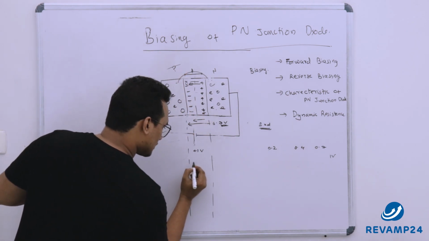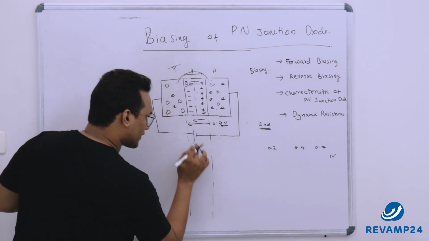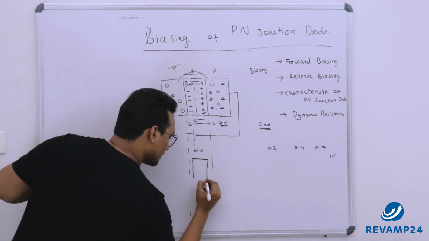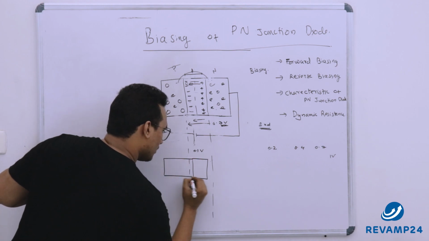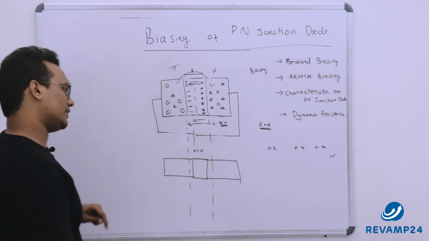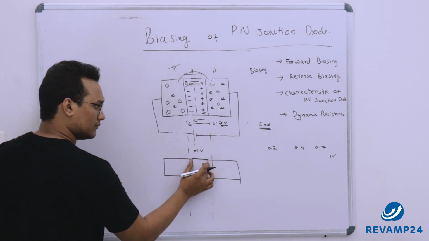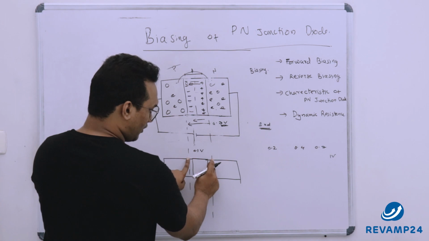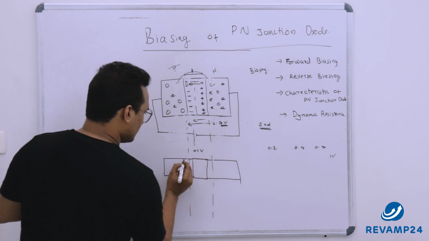So initially this was 0.7 volt. Now after applying 0.2 volt, the thickness of the barrier potential, or depletion region, would decrease. Initially it was this, the thickness of the depletion region. Now this will become this.